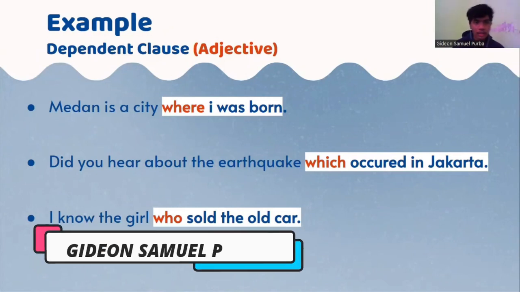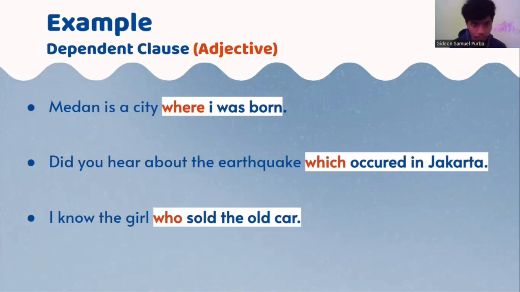Now I will explain about the dependent clause adjective. The first sentence is: Medan is a city where I was born. The dependent clause in this sentence is where I was born. Where I was born explains the city.